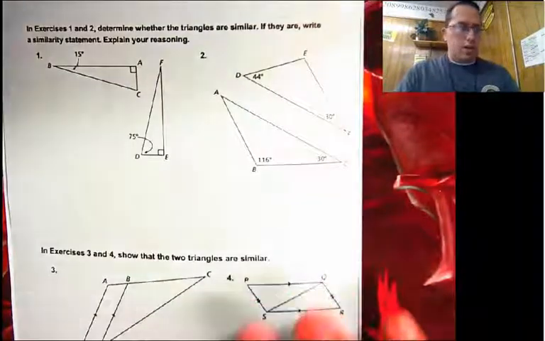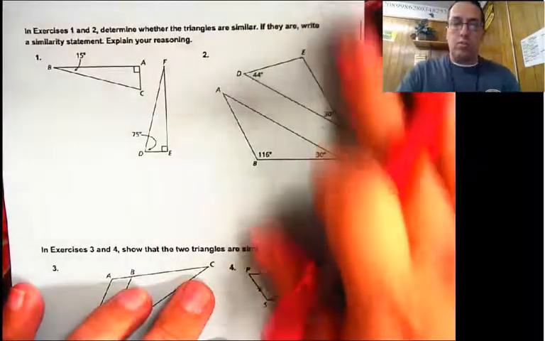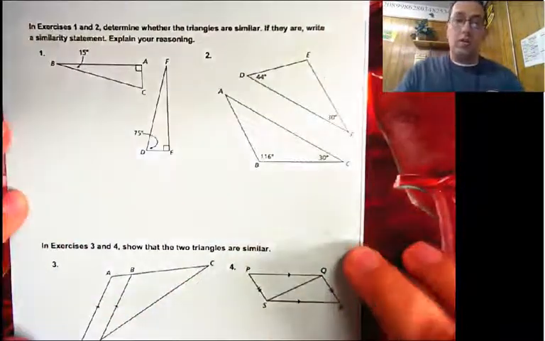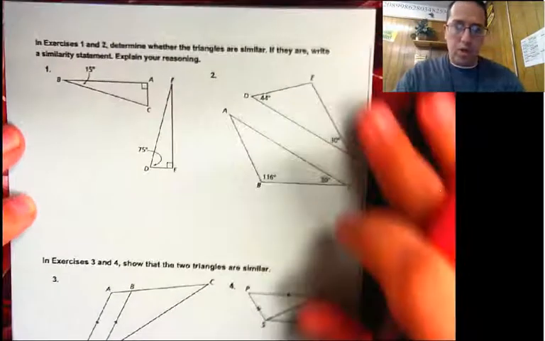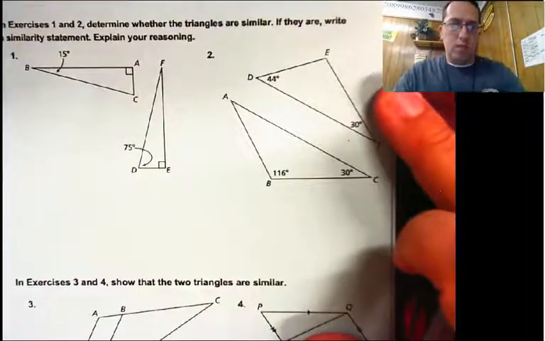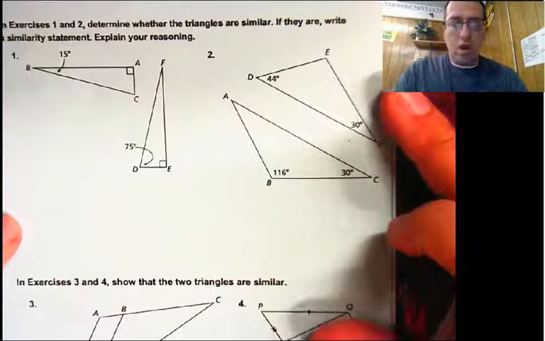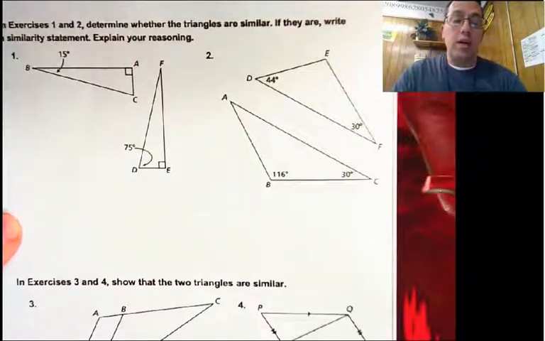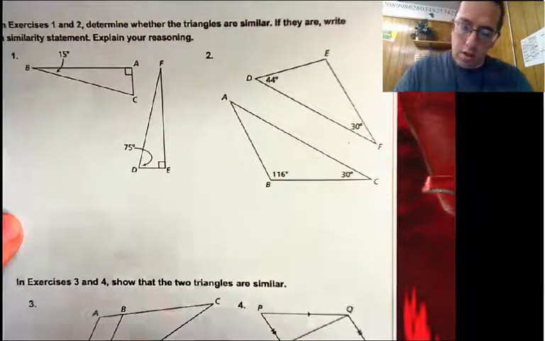In exercises 1 and 2, we want to determine, are these triangles similar? If they are, we want to write a similarity statement, and then we have to explain our reasoning one way or the other. So in number 2, we have triangle ABC and triangle DEF. Are they similar? Well, we do have to have two angles congruent. Really, we need to have three, but two will prove it.